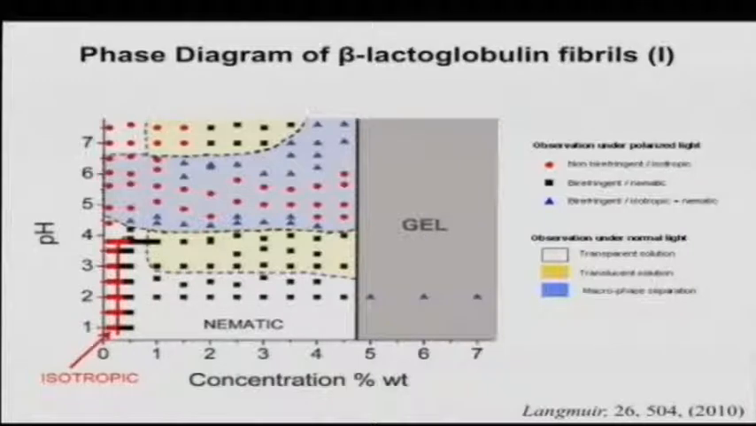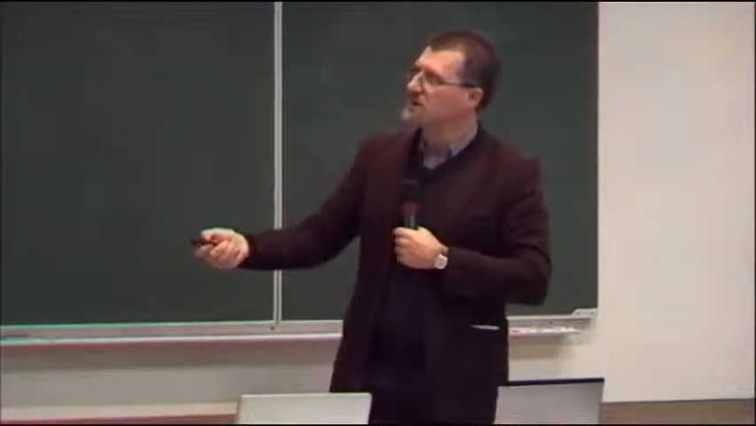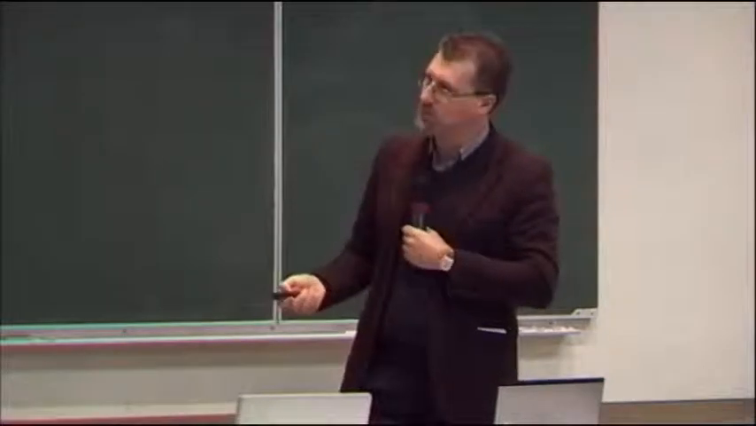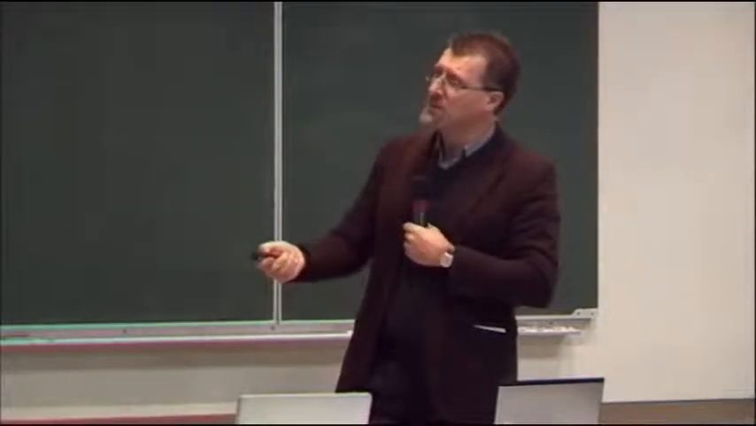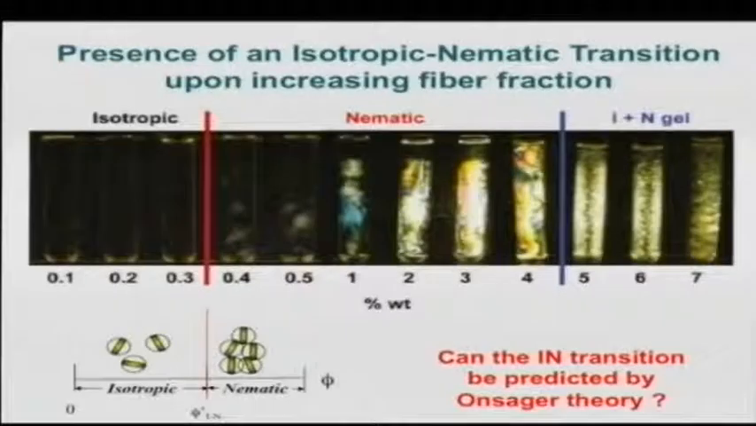Of course, if you go now to a pH which is very close to the isoelectric point of the protein, the linear charge density on the fibers is not enough to keep things together, and you start to have aggregation in this region. But again, far from this pH, you do see again isotropic and nematic, isotropic and nematic. Of course, if you start to go to 5% or beyond, the systems start to percolate and you get into a gel region. So this is a colloidal behavior which we understand pretty well.